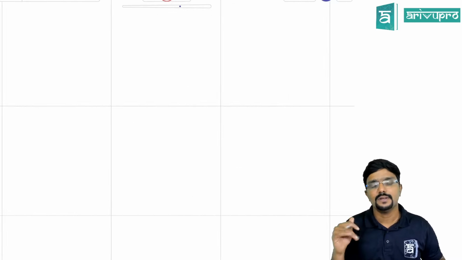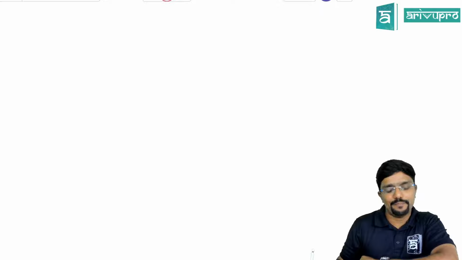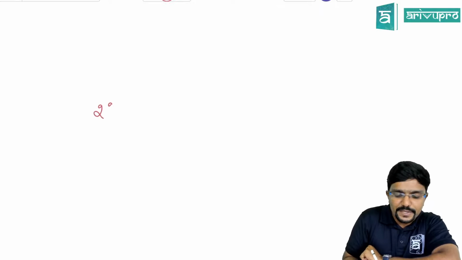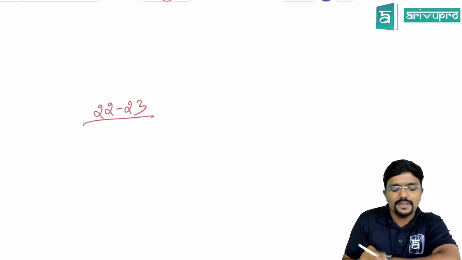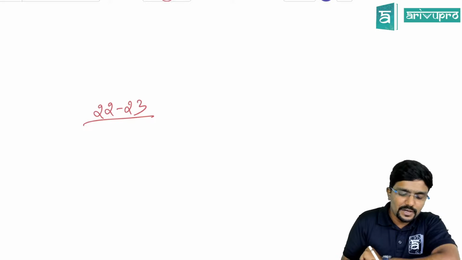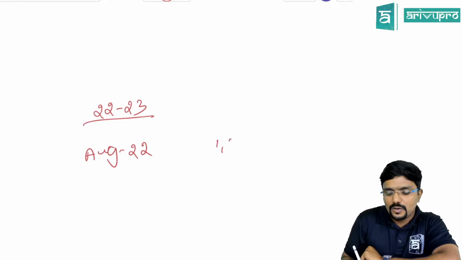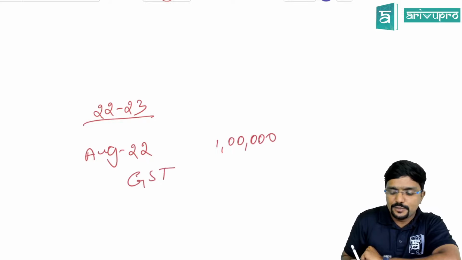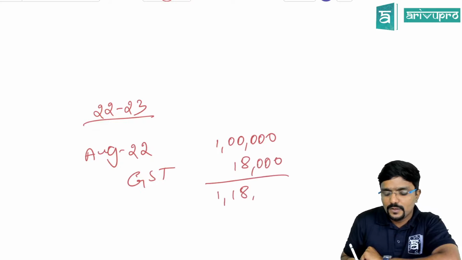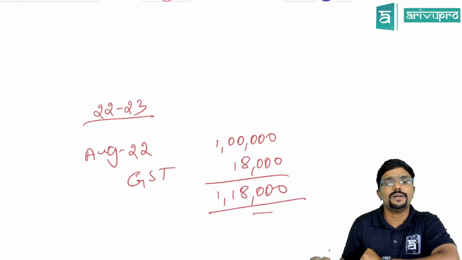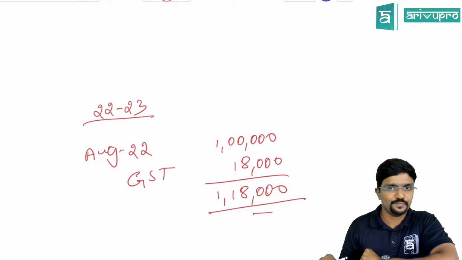Sir, what is it? Assume, guys, there is a supply which I had made in the year 22-23. Any month you take. In the year 22-23, assume in August 22, I had supplied for 1 lakh and I had collected GST, assume 18%, 18,000. So totally I have issued the invoice for 1,18,000. But later I got to know I have charged more.